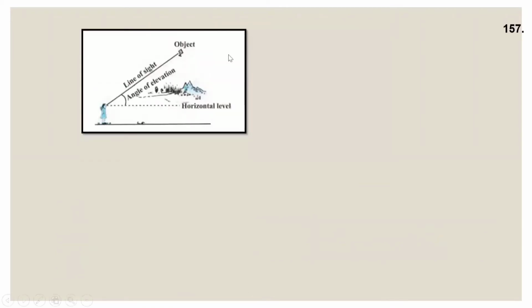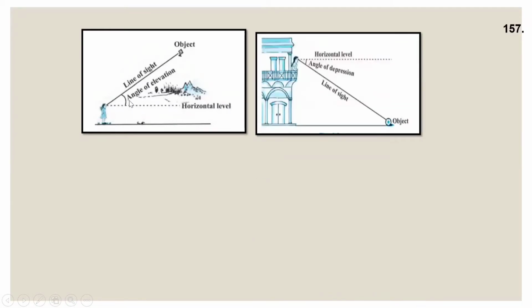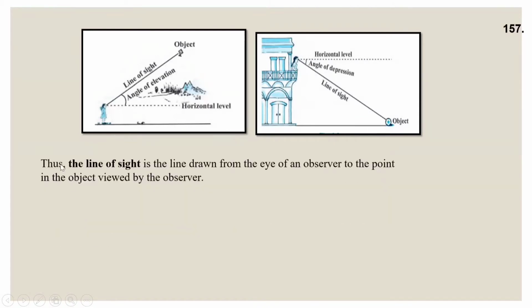Let me give you an example. If a girl is standing here, this is the horizontal level. She's looking at the kite. So she's looking up. That means this is the line of sight. This is the horizontal level. This becomes the angle of elevation. Let me show you another example. If the girl is standing on the top and she's looking down at the object, this is the horizontal level, the eye level, and she's looking down. So the angle between the horizontal and the line of sight is the angle of depression.